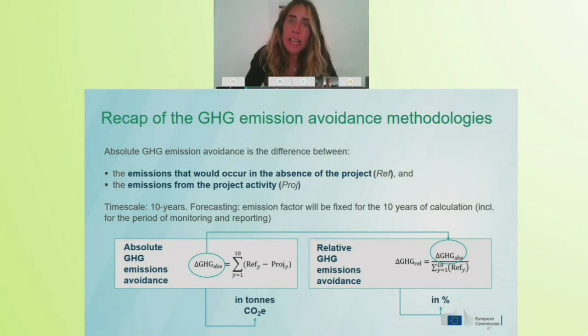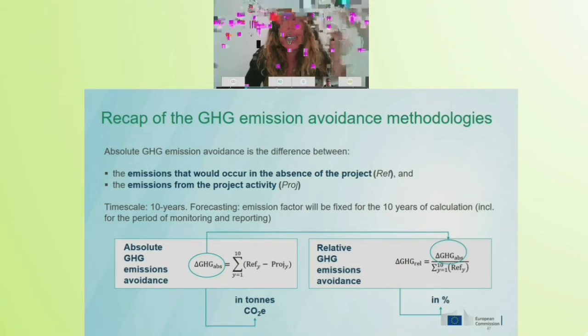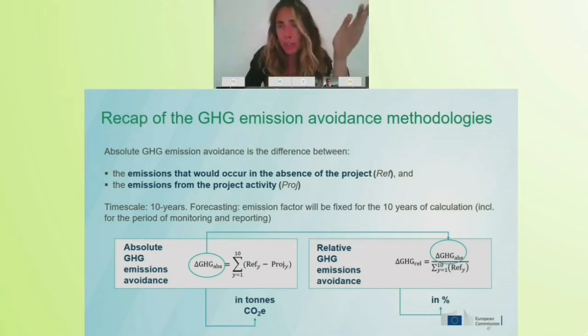For all projects, absolute emissions avoidance will be equal to the emissions that would occur in the absence of the project, which we called the reference scenario, minus the emissions that occur due to the project activity, which we call project emissions. And then the relative emissions avoidance represents how much of the reduction potential has been leveraged by the project, and is calculated by dividing the absolute emissions avoidance by the reference emissions of their principal product. And we'll talk about that a bit later.